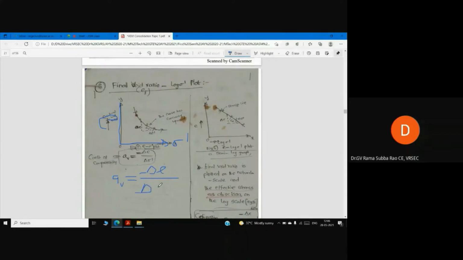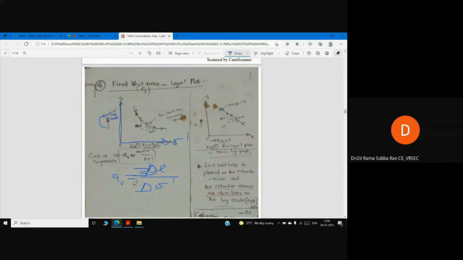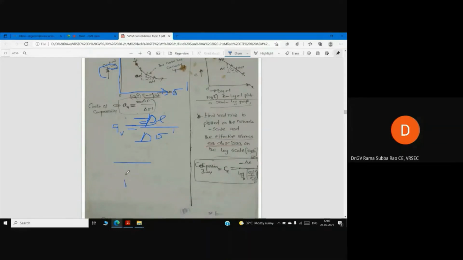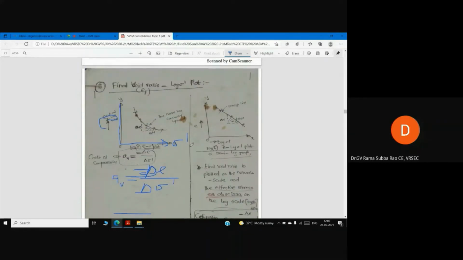Now you can tell me why we are using minus. Can anyone tell me why we are using minus? What is this minus indicating? You know that every time you are increasing the stress, we are putting extra load on soil, that means after 1 day you are applying the load. Now what is happening is void ratio is decreasing. So that's why we are showing minus.